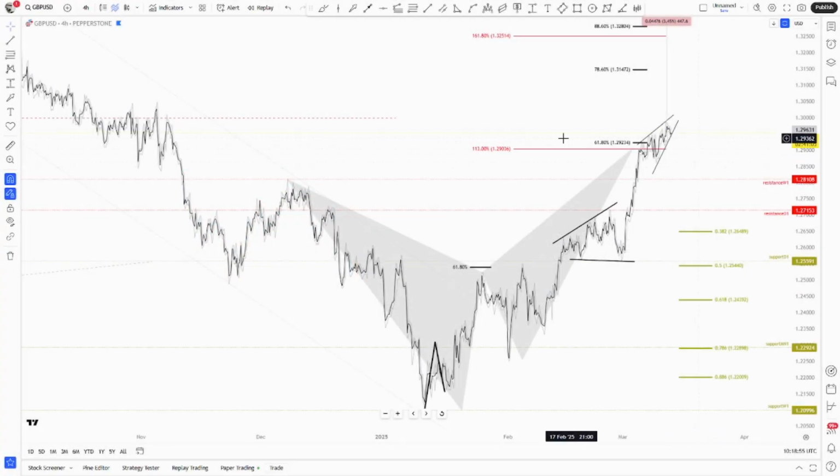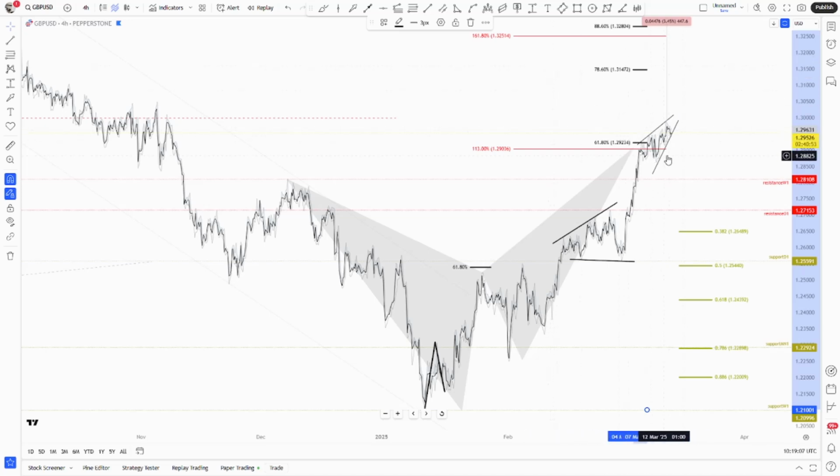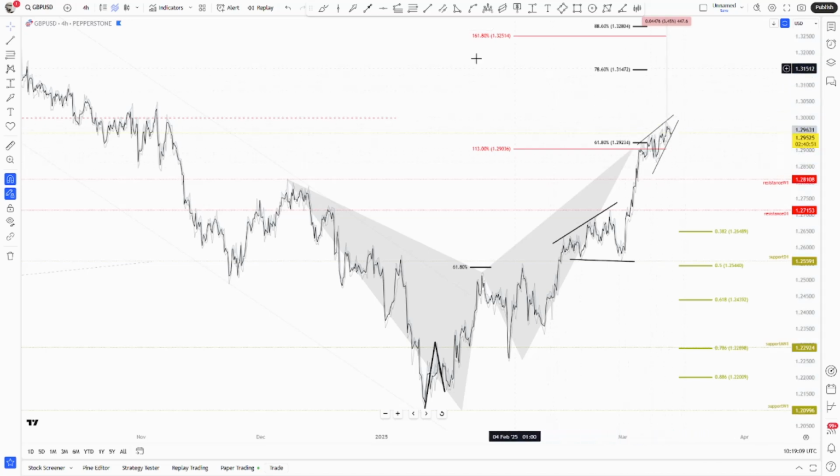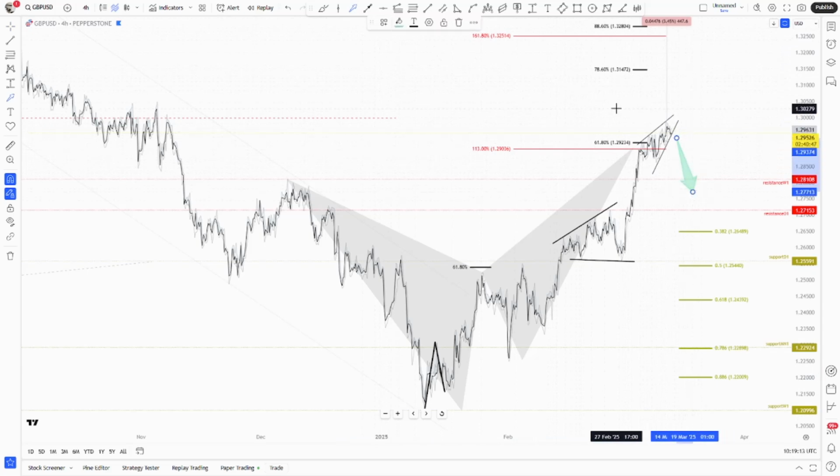We have also the cable nearing the bearish alt-bat pattern completion point at 129.03, the 61.8% Fibonacci retracement. We are now threatening the support of a lower degree ascending wedge. Pay attention to the eventual breakout or break below the support level. If that happens, it may trigger the expected retracement for the cable after this big move to the upside.